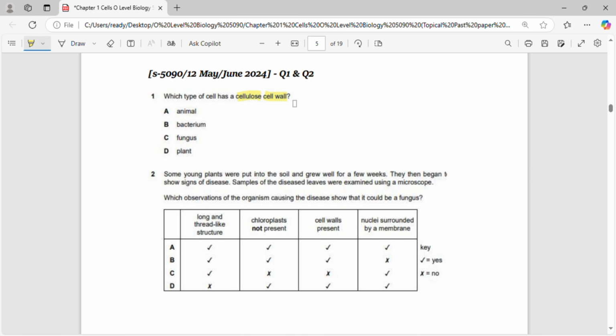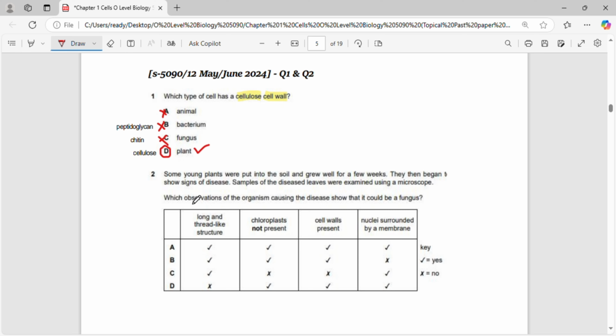Which type of cell has a cellulose cell wall? We can eliminate option A, animal cells, because they do not have cell walls. Option B and C are also incorrect, as bacteria and fungi have distinct types of cell walls. Bacteria possess cell walls made of peptidoglycan. Fungi have cell walls composed of chitin. Therefore, the correct answer is D. A plant cell wall is primarily made of cellulose, a complex carbohydrate that provides structural support to the cell.